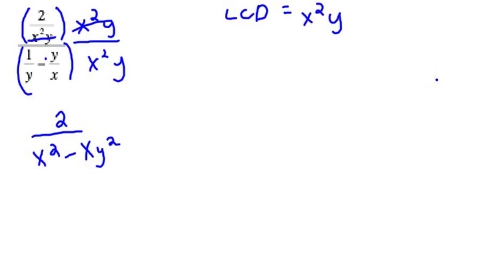So the denominator I can still factor, so that gives me 2 over x times x minus y squared. I look at that and there's nothing that I can divide out because I don't have any similar factors in the numerator and denominator. So is that my final answer? And the answer to that, of course, would be yes, it is.